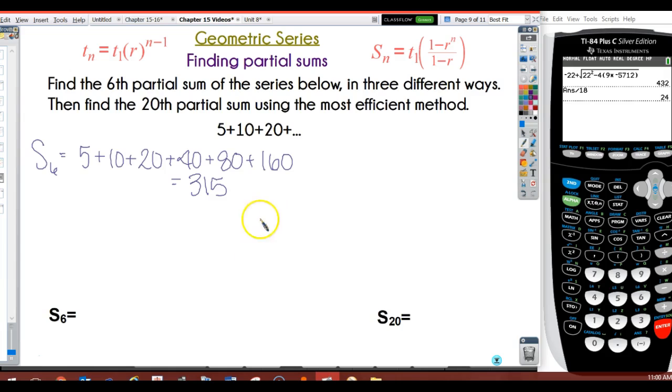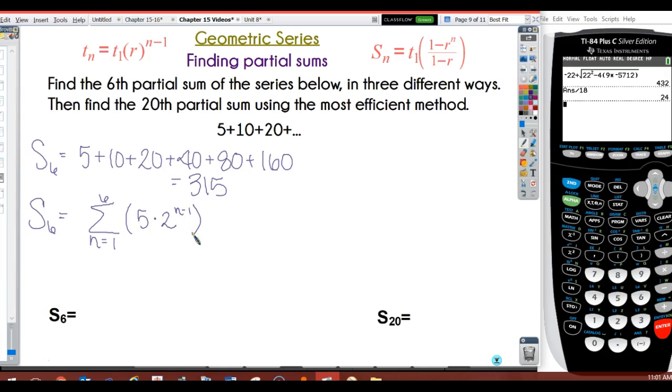It makes sense. However, here in a second, I'm about to find the 20th partial sum, where this would take a long time. So next we learned to find partial sums using a summation. And so we can tell our calculator to start at the first term, to add through the first 6 terms, but then we had to give it a formula. And since this is geometric, we're going to follow this form where we take the first term times our common ratio to the n minus 1. Our first term is 5, our common ratio was 2, to the n minus 1 power.